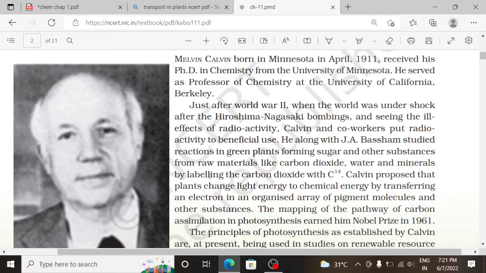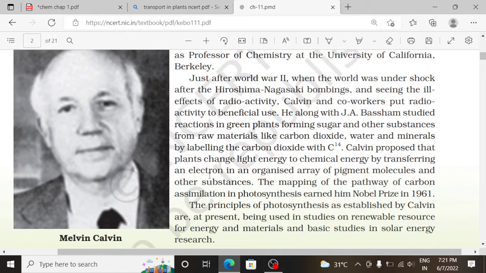Here they have given about the scientist named Melvin Calvin, born in Minnesota in April 1911, who received his PhD in chemistry from the University of Minnesota. He served as professor of chemistry at University of California, Berkeley. Just after World War II, when the world was under shock after Hiroshima-Nagasaki bombings and seeing the ill effects of radioactivity, Calvin and co-workers put radioactivity to beneficial use.